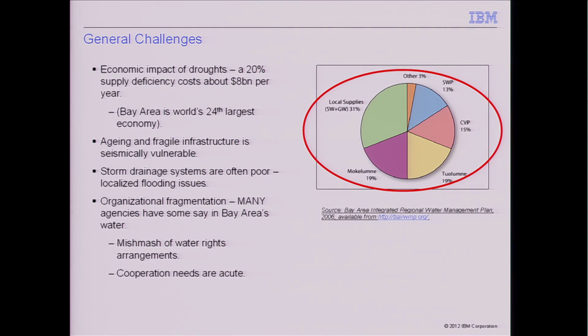The infrastructure, like myself, is getting aging and it's seismically vulnerable. I'm not seismically vulnerable, but you get the point. And the storm drainage systems are really a bit of a problem. In some areas, the combined water sewer systems that were put in 50 years ago lead to significant problems.